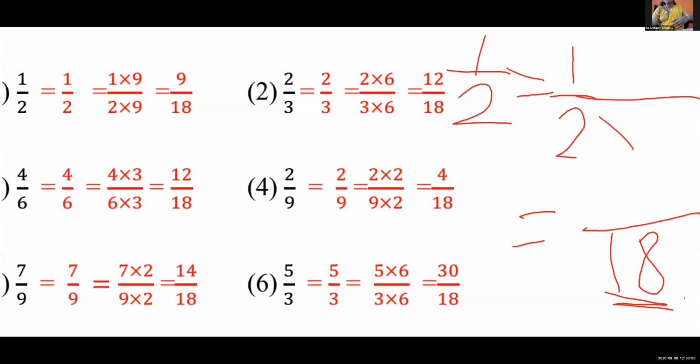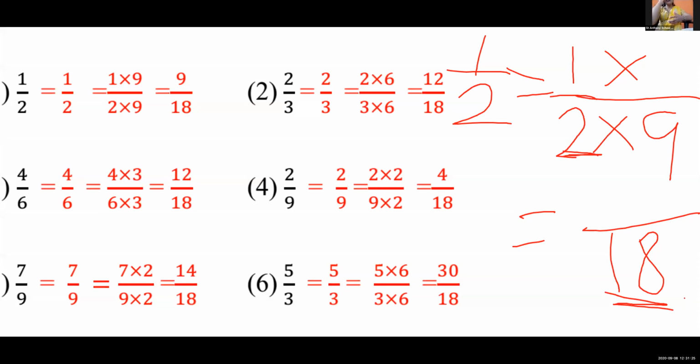By which number will you multiply this 2 so you can get 18 over here? कौन से नंबर से मल्टीप्लाई करोगे 2 को so that you can get 18? I hope you know the 2 times table. Correct. So many students are giving the correct answer. 9. 2 nines are 18. Correct. So we got the denominator 18 here.